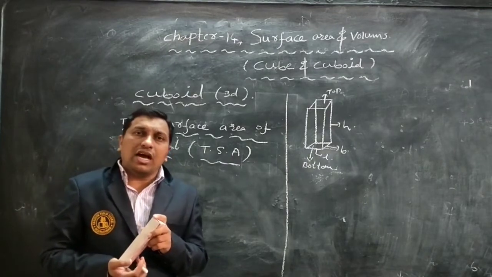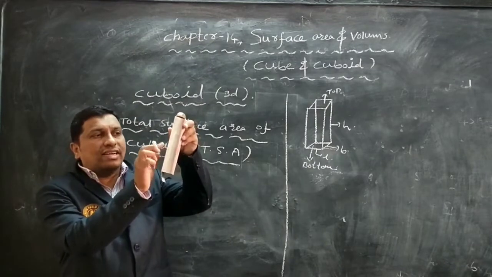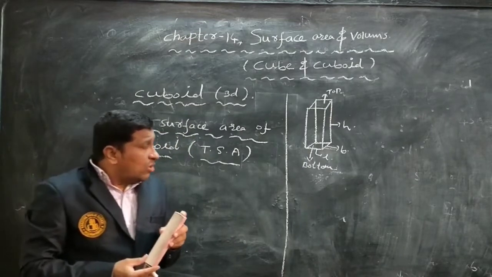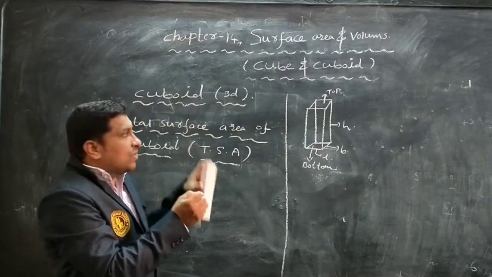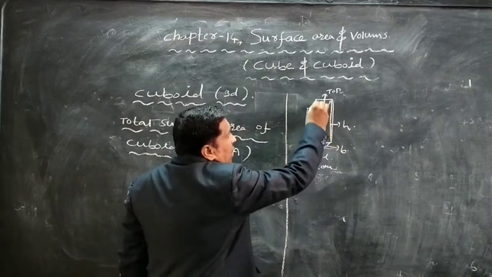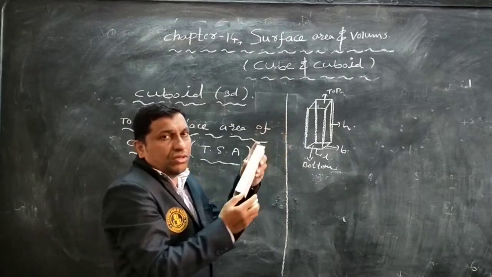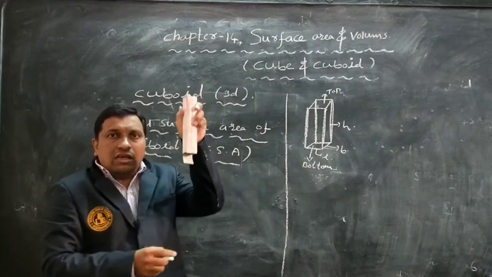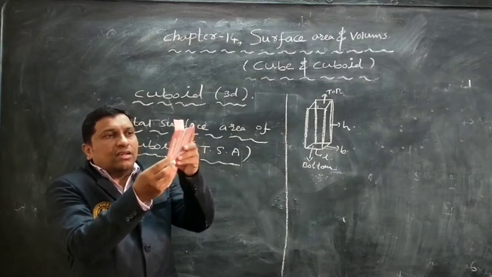Understood? We already discussed total surface area. What is total surface area? We calculate the 4 sides along with the top and bottom. So here I will cut one corner. Here there are 4 sides: 1, 2, 3, 4. This is the first, second, third, fourth. So I cut any side of this toothpaste box. I am cutting. What will happen?